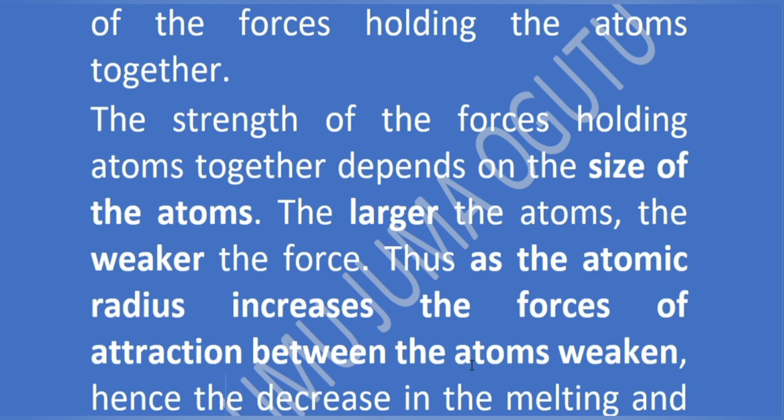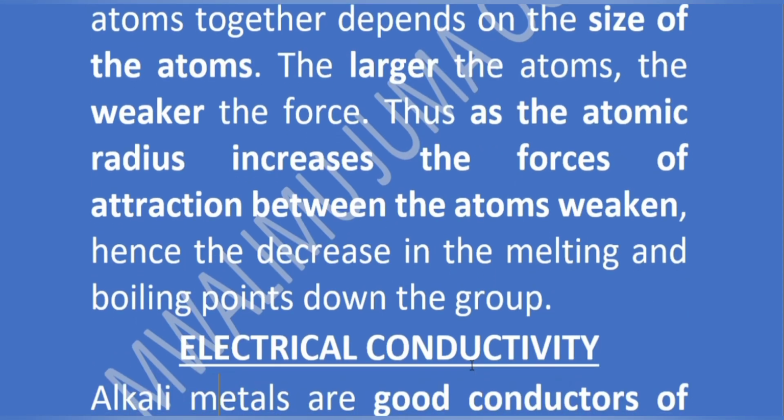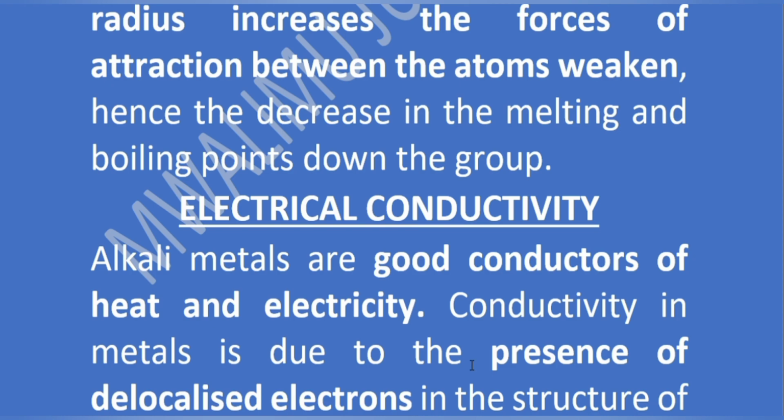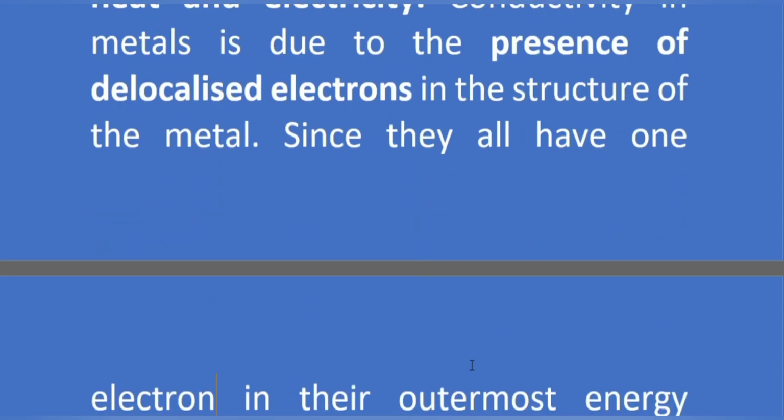Thus, as the atomic radius increases, the forces of attraction between the atoms weaken. Because when you have a larger atomic radius, it means the forces are weakened, hence the decrease in the melting and boiling point down the group.